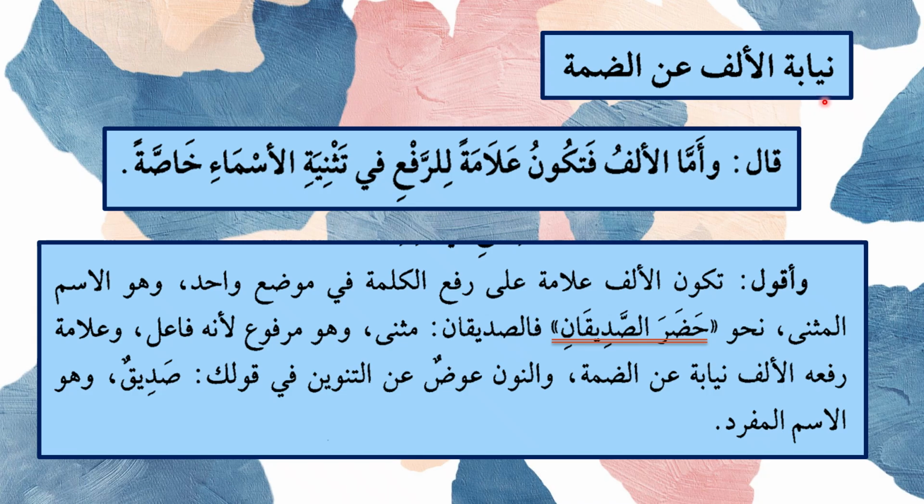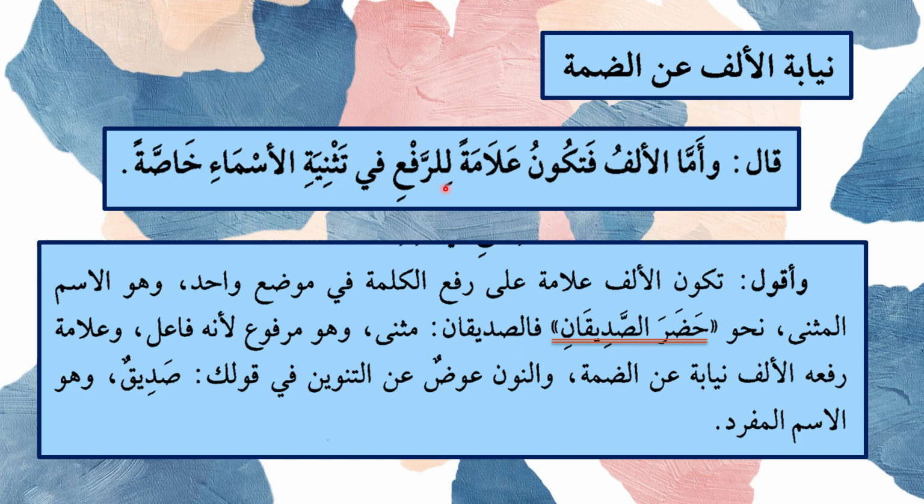As you know, niyaba means representing the marfu case. Who is representing the marfu case? The alif. So alif is the naib, the representative. So let's see the explanation of Ajurumiyyah. He says, وَأَمَّا الْأَلِفُ فَتَكُونُ عَلَامَةً لِلرَّفْعِ. He says that alif is the sign of raf.